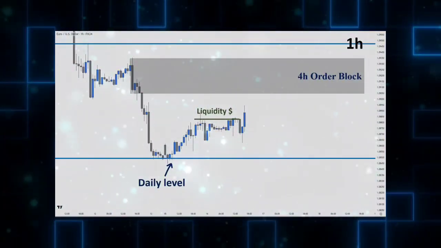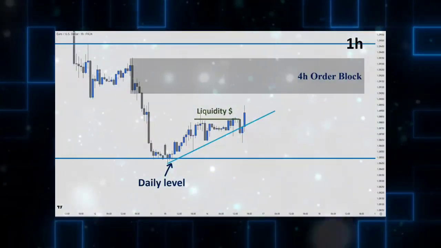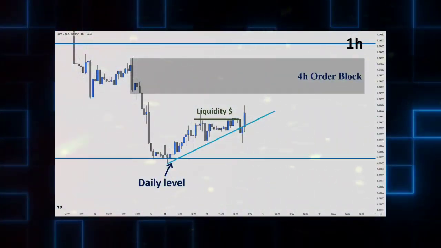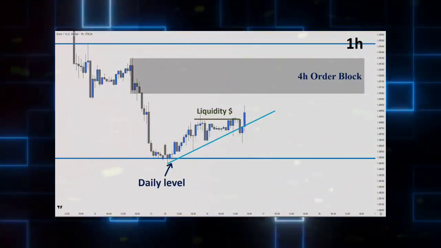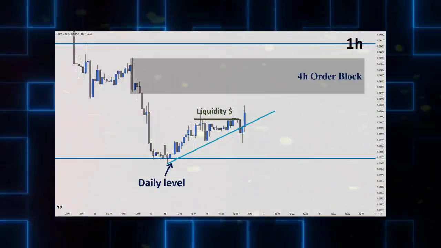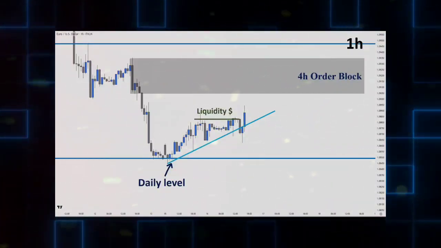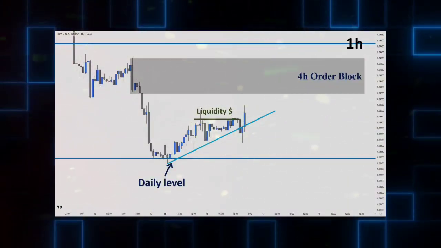Right now, the price is in a short-term uptrend, and an ideal situation would be for the price to change the direction where 4 hours and 1 hour will be in the same bearish direction. So far, we've applied price action and smart money concepts perfectly on the charts, and we have a 4 hours order block, which is an area of interest for trading.